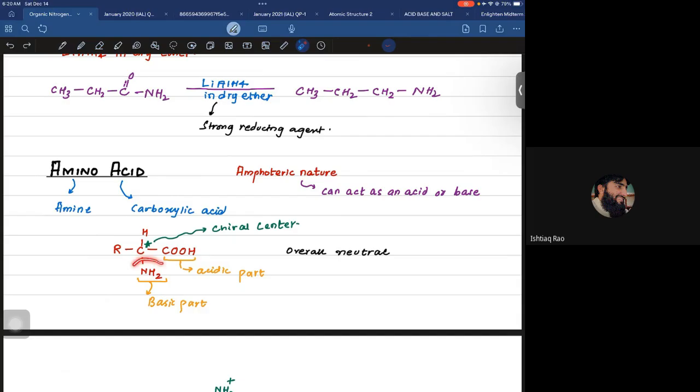You can see that this is the amine and this is the carboxylic acid. Both functional groups are attached to the carbon, and this carbon has one H and one R, and this is the chiral center. As you discussed in AS level, for optical isomerism there should be a chiral center. Chiral means the carbon which is attached to four different groups. This is called the chiral center.